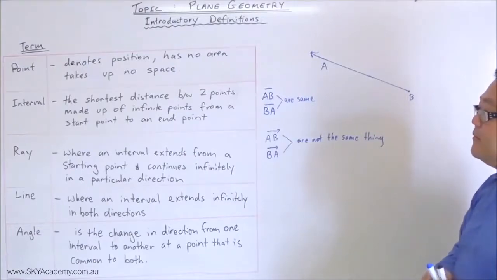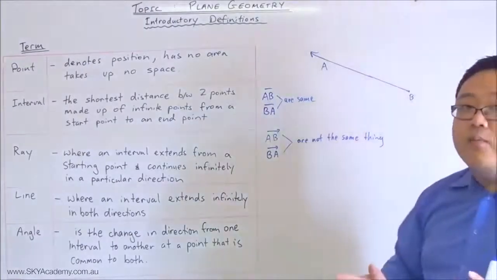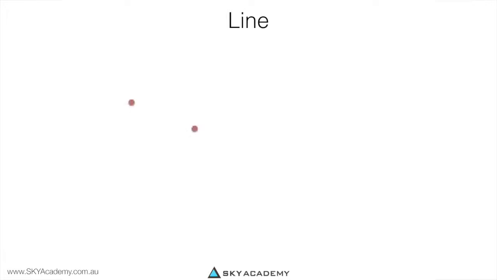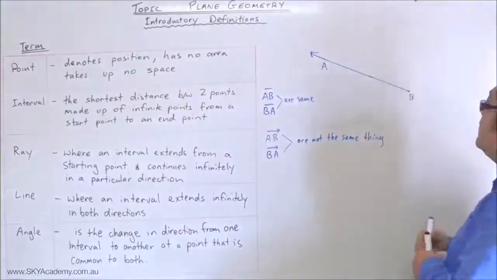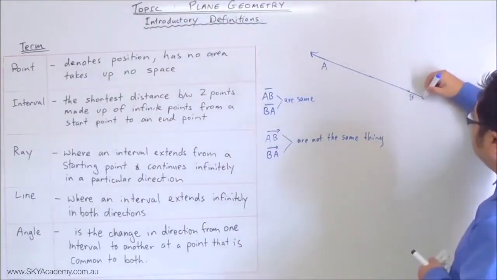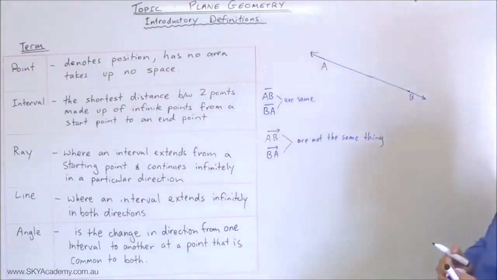Got it? Now, I did say that we would consider what a line is, right? And a line is where it actually goes in both directions. It goes through A all the way through and through B all the way through. So it actually looks like this. Alright? Does that make sense?